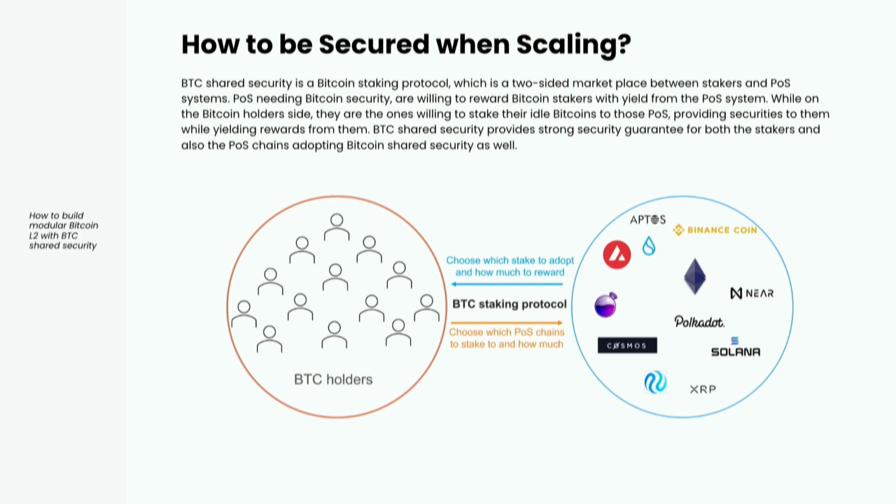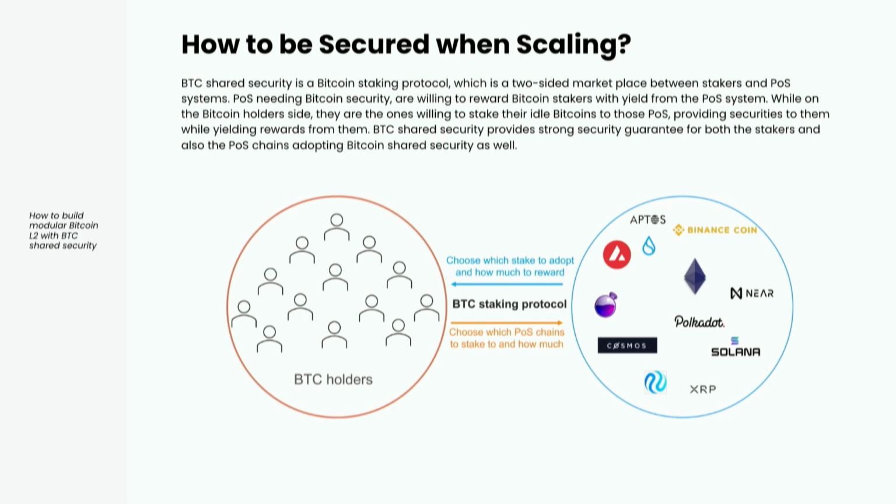So the idea is that BTC shared security is like a marketplace. On one side, there are the BTC holders. They're happy to provide and share security with those POS or decentralized systems that need security. And on the other side, there are these decentralized systems. They are happy to provide yields and rewards for using the BTC shared security to secure their network. So the BTC shared security, or the BTC staking protocol, is basically a marketplace connecting both sides and providing rewards for BTC staking.